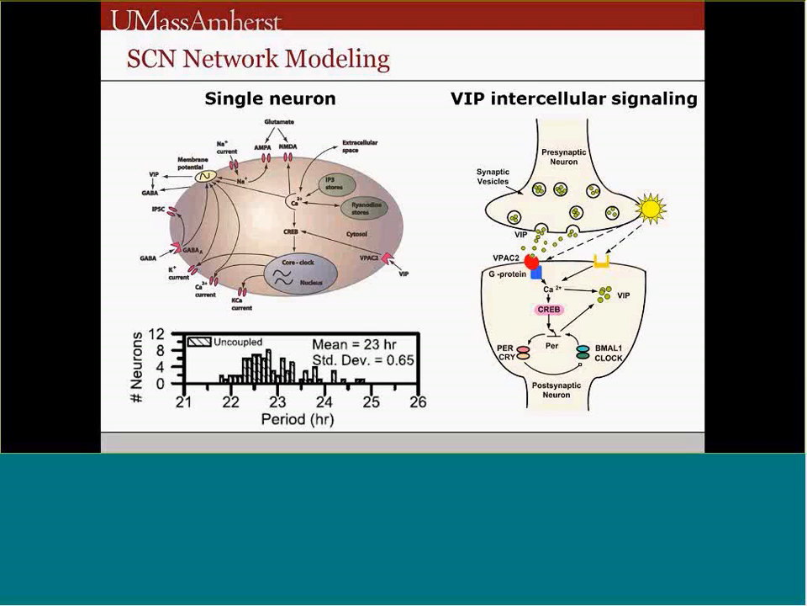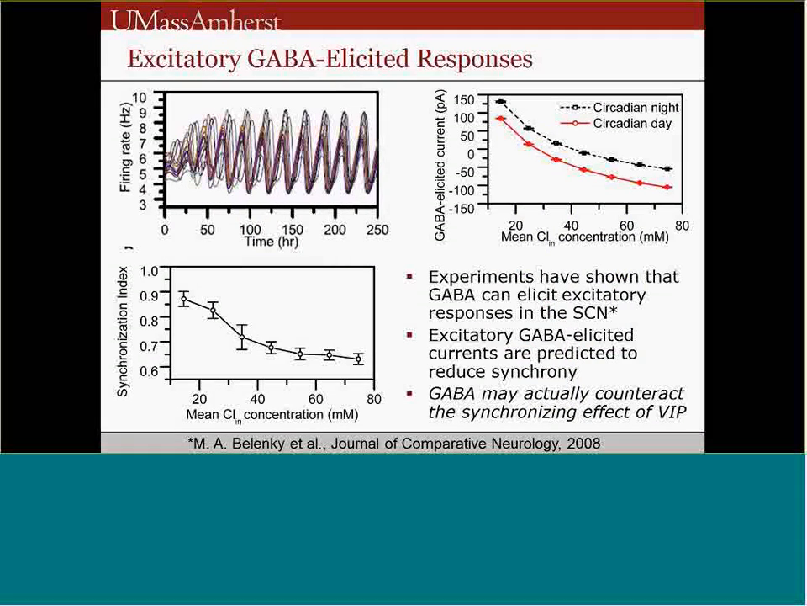Then we allow these individual neurons to communicate through different transmitters, in our project mainly VIP and also GABA, which isn't actually shown here. In a typical simulation, we would put about 400 of these on a two-dimensional grid. You establish some coupling network between the individual neurons, and then you can perform simulations. For example, this is a typical simulation showing the firing rates. These are the traces of about 400 simulated neurons as a function of time.